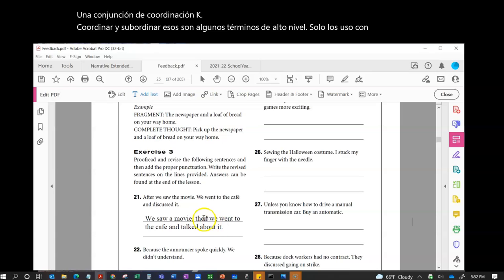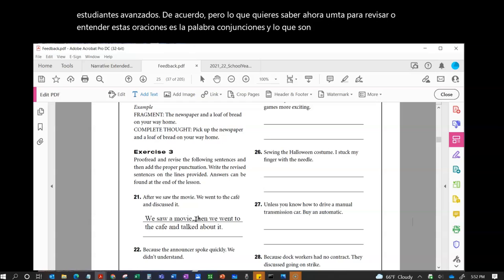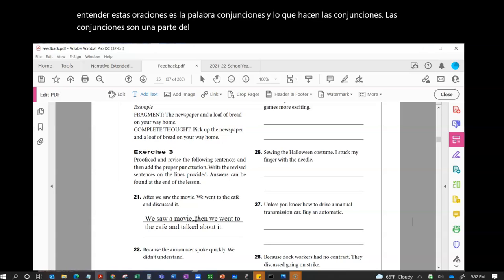Okay. But what you want to know now to revise or to understand these sentences is the word conjunctions and what conjunctions do. Conjunctions are a part of speech that connects sentences, connects words, okay? And, but, nor are the three common ones. And what do they do? They join, okay?